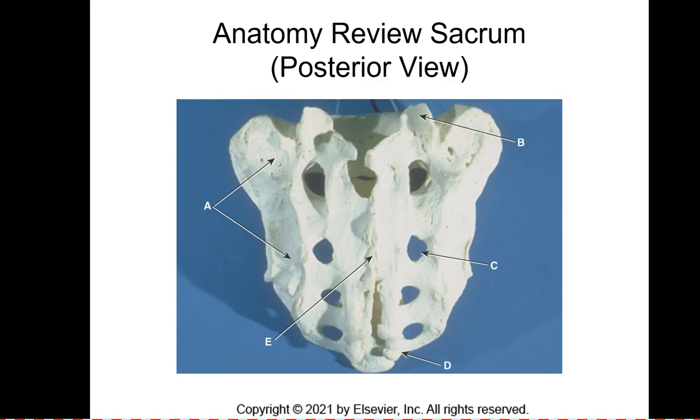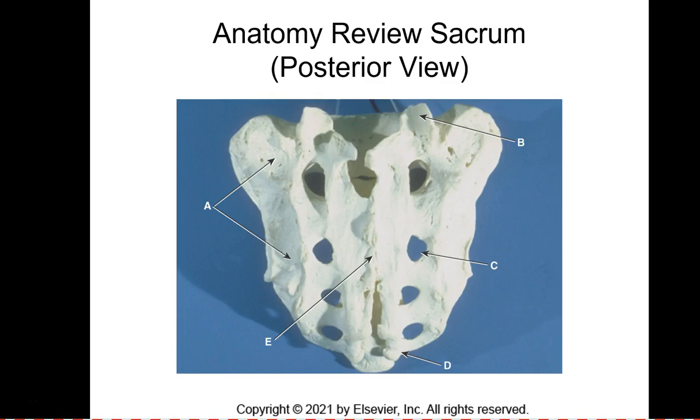C is pointing to the posterior sacral foramina, and of course there are 4 on each side, and they correspond to the anterior sacral foramina. Remember, blood vessels and nerves pass through those foramina. D is pointing to the sacral horns, which, remember, are the remnants of inferior articular processes.